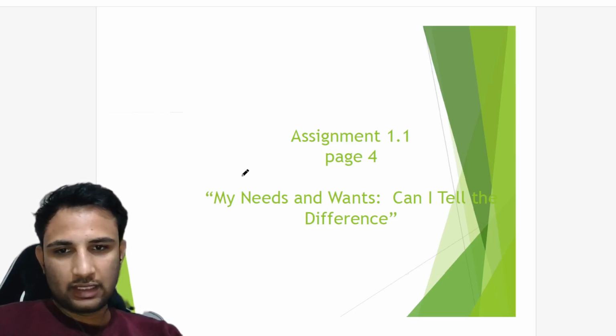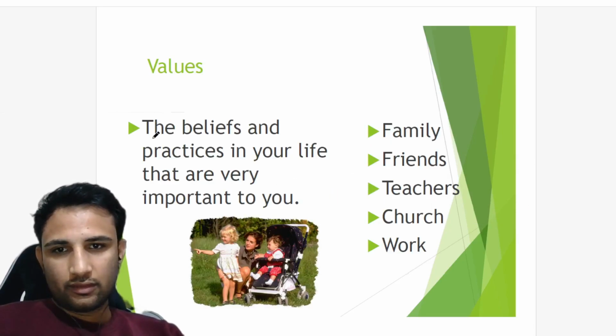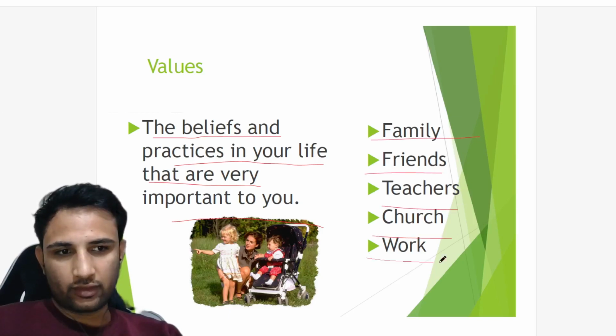So we have one assignment here, my needs and wants. Can I tell the difference? The beliefs and practices in your life that are very important to you: first one is family, then friends, teachers, church and work.